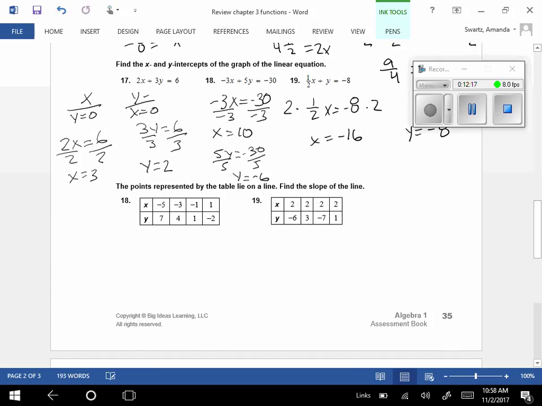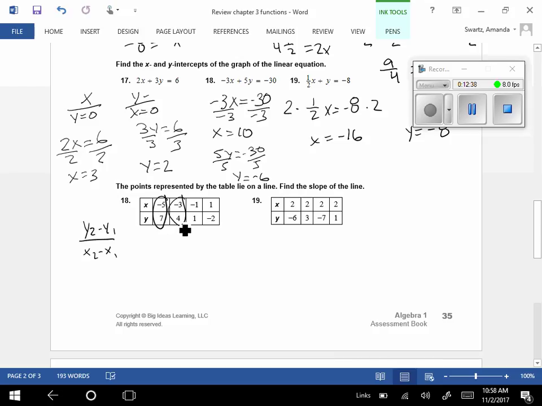Okay, 18 and 19, we're just using y2 minus y1 over x2 minus x1. And I had some questions. How do I know which one to pick? Doesn't matter. Pick 2 points. This can be x1 and y1. This can be x2 and y2. You could pick this for x1 and y1 and then this one for x2 and y2. Just got to pick them.